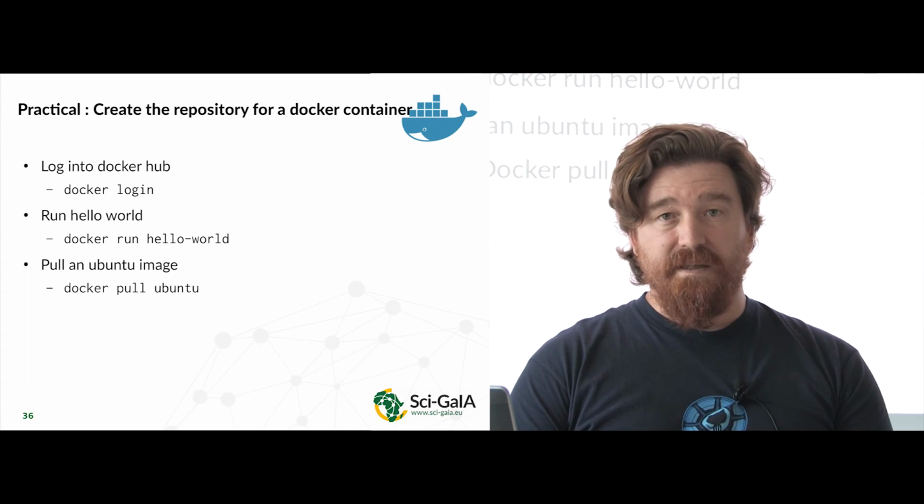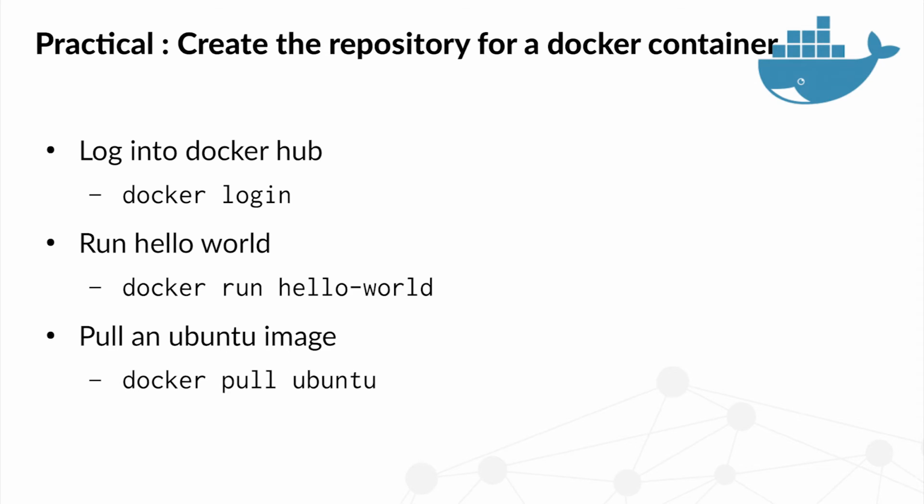So the first task is to log into Docker Hub. This can be done by simply typing docker login and passing the username and password which you've created on Docker Hub. The next task, to see whether your Docker installation is working properly, is to run hello world. Simply type docker run hello-world. Docker should pull down the hello world container from Docker Hub and give you some information on the command line.